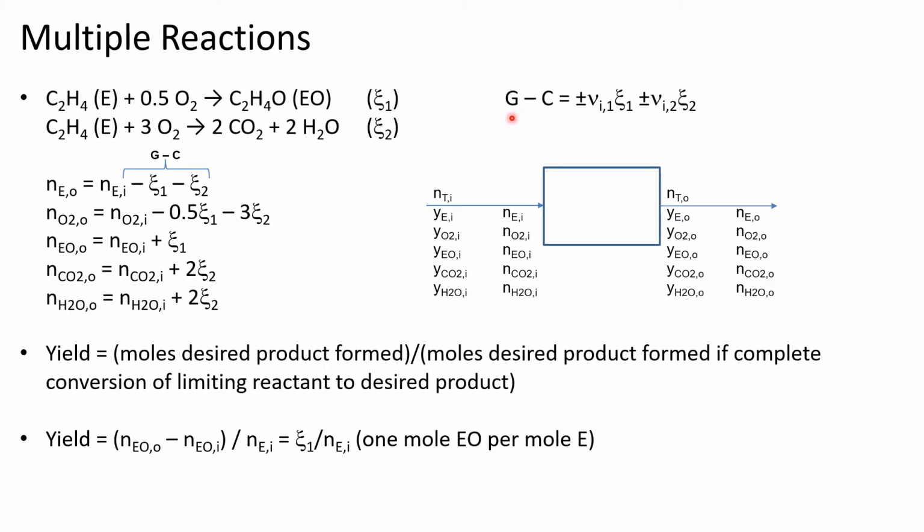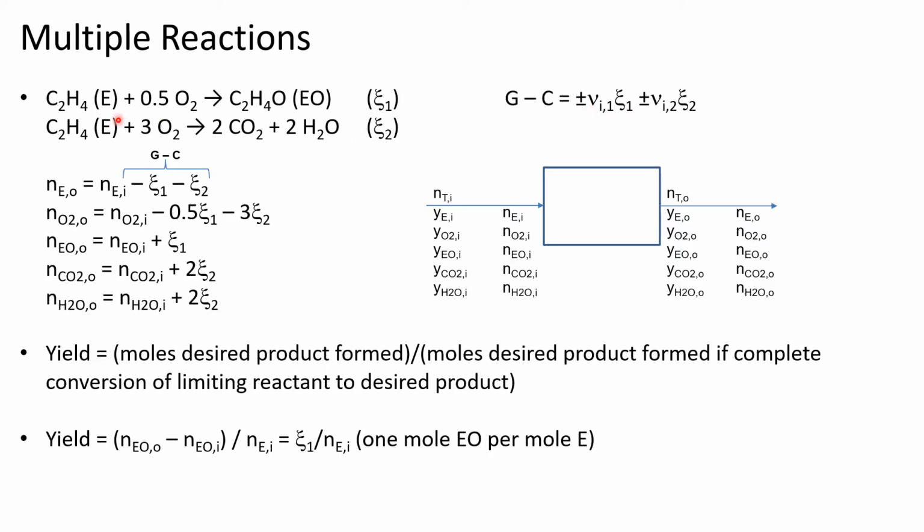To compute the generation minus consumption contribution to the mass balance for any of the species in these reactions, we have to sum up the contribution from each of the reactions. And each of the reactions will use the extent of reaction to do that. For the first reaction, we'll take a plus if the species is a product, a minus if it's a reactant, times the stoichiometric coefficient for that species for the first reaction. That's what this nu I,1 represents. This is the stoichiometric coefficient nu for species I in the first reaction.